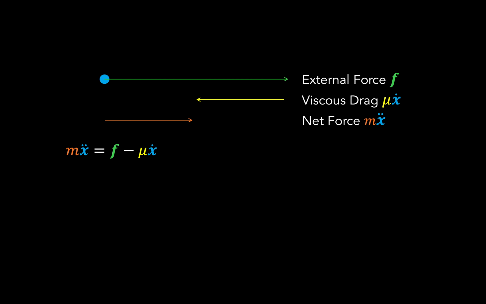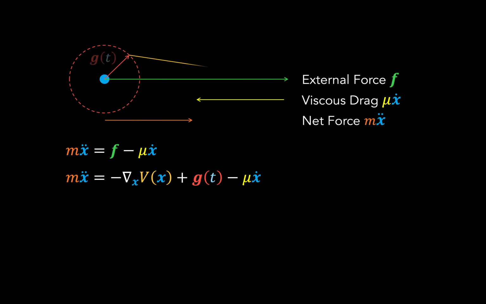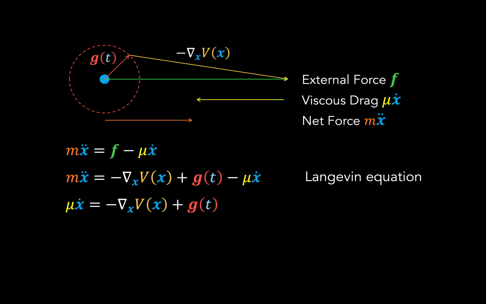Now, this external force could be deterministic, but it could also be stochastic. In this case, F is composed of a stochastic component and a deterministic component, which is the negative gradient of the potential energy V. What we have now is the general Langevin equation. Now we're going to make three simplifying assumptions. First of all, we're going to assume that the viscous drag is strong enough to push the average acceleration to zero, and this is called the overdamped regime.